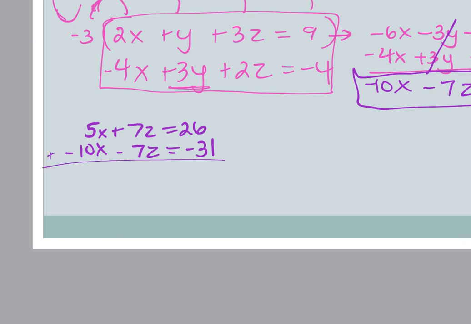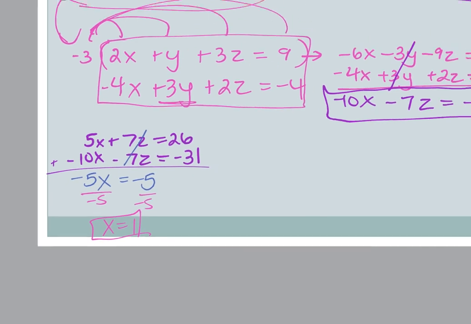So right now, if I add these, they do cancel. I get -5x, and 7z and -7z cancel, equals -5. Divide both sides by -5, and I get x equals 1. There's the first of my 3-part answer.